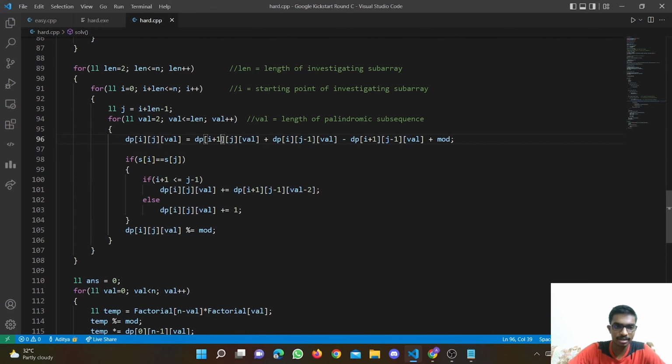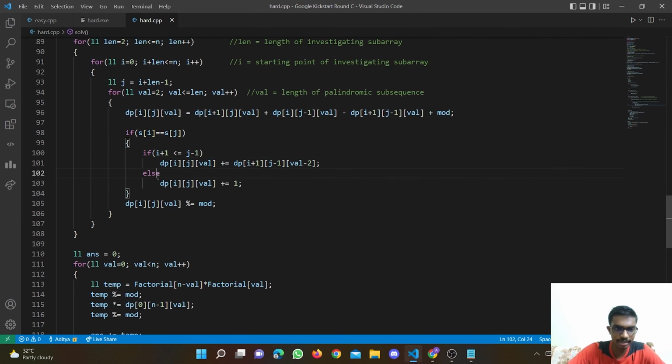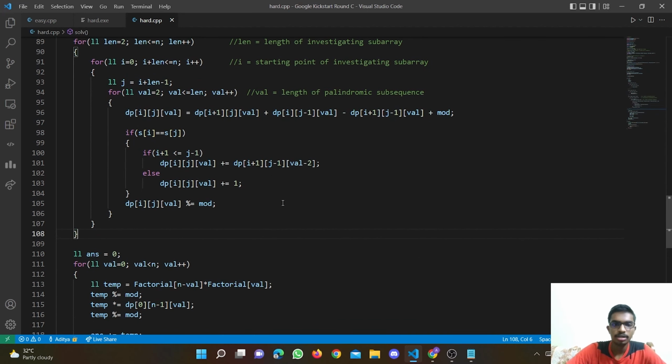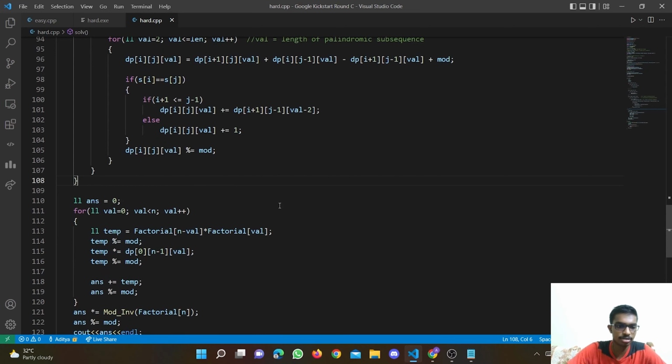Now for each value, I am finding dp i j val using what we had discussed. Like first take cases where first character may be included, last character may be included, and some overlapping cases. And if both first and last character are included, that gets covered over here, and taking modulo for modular arithmetic purposes. So that will give us dp 0 n minus 1, which will be the number of palindromic subsequences of length k present in the string.